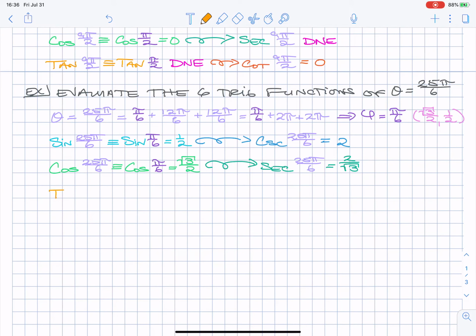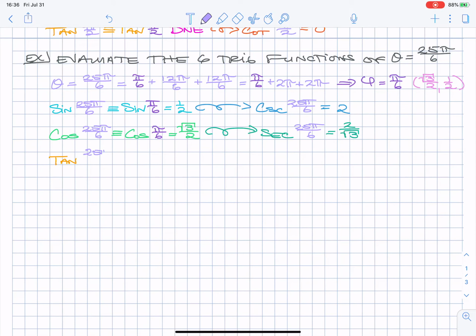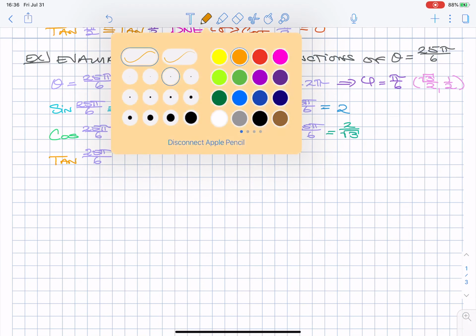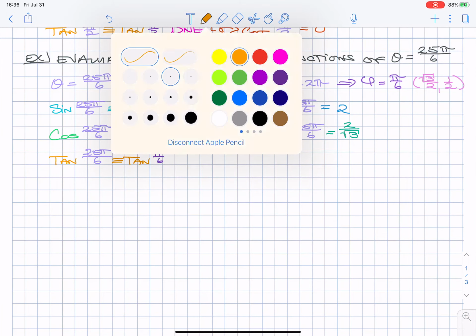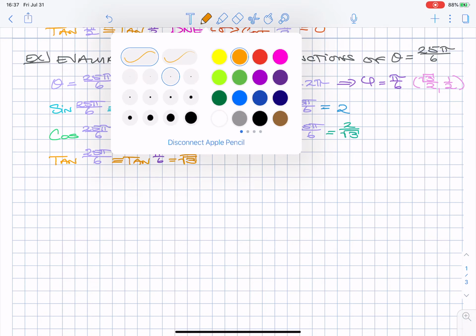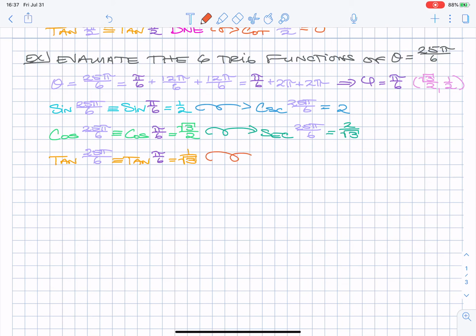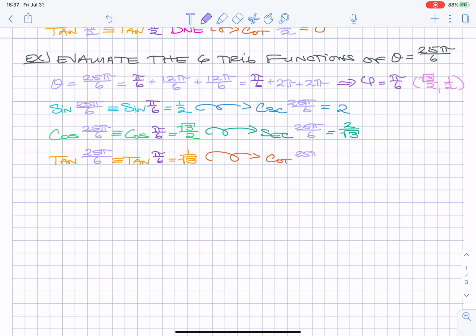Finally, we have tangent of 25 pi over 6. So that's going to be equivalent to tangent of pi over 6, which is just going to be the quotient of the 2 above it. So I see the 2's reduce, and I'm left with 1 over the square root of 3. Taking the reciprocal, that is cotangent of 25 pi over 6. I just flip tangent upside down, so I get the square root of 3. And there we are. Okay, let's do another one.